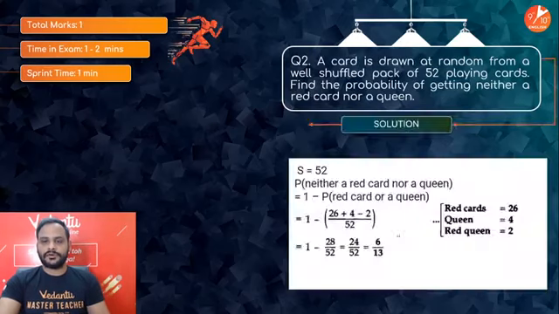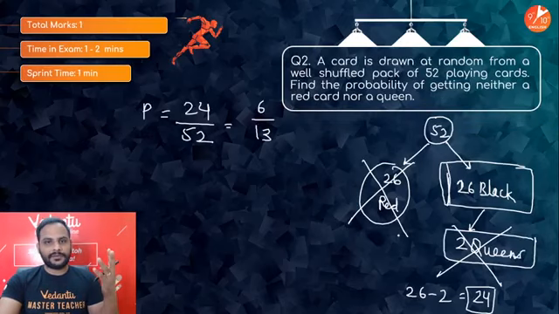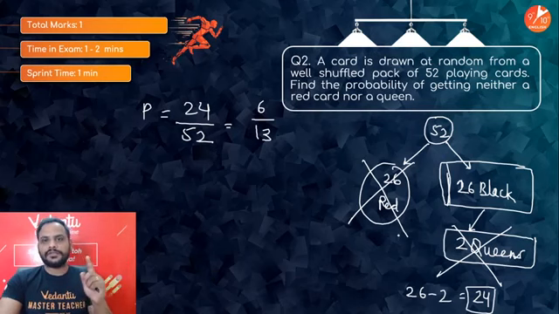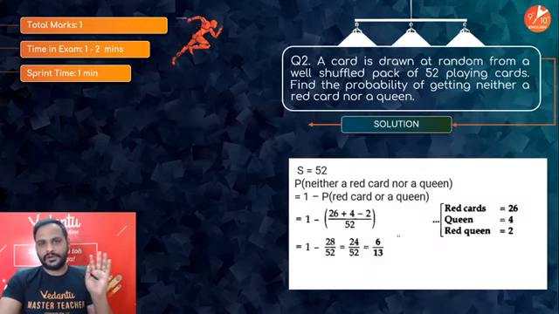Alright. Next question. So what I have done? First I have removed the red cards. 26 red cards are gone. 26 black cards are left. Out of those 26 black cards, 2 black queens also will be there. So that also we need to remove. So 26 minus 2 is 24.